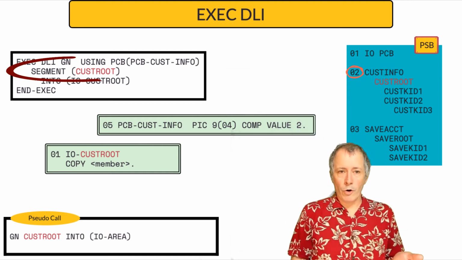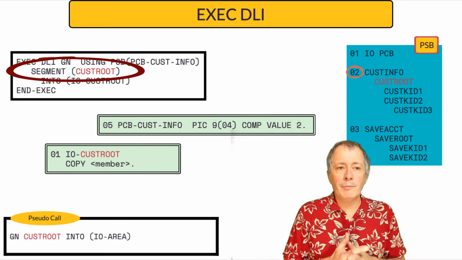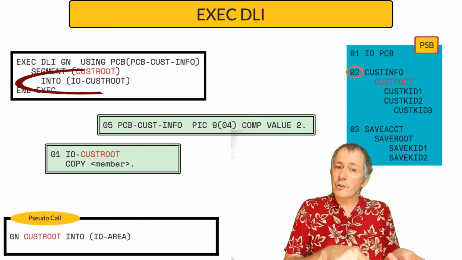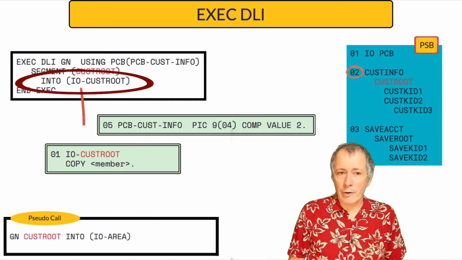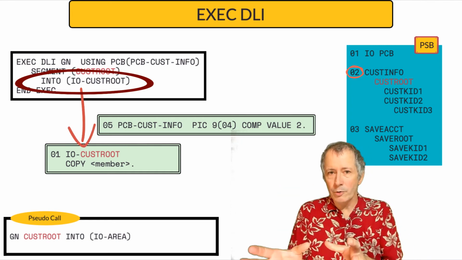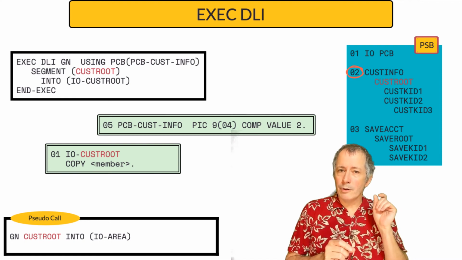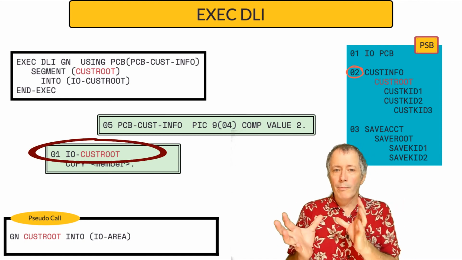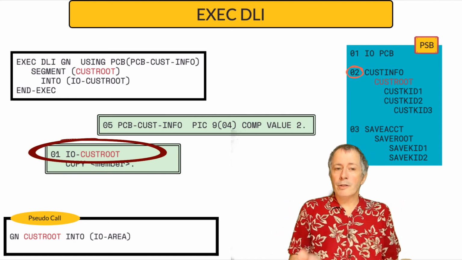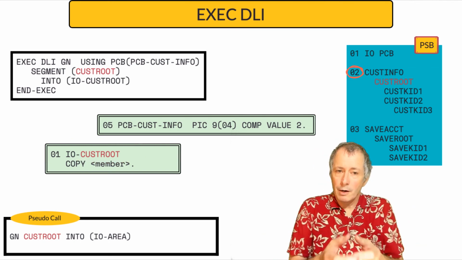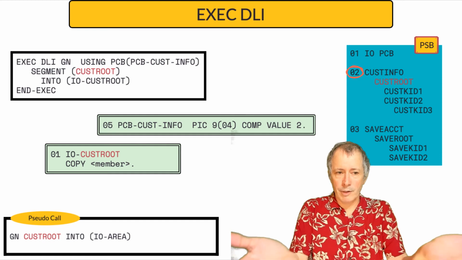The segment keyword simply names the desired segment, which is CUS-ROOT. The INTO, that's the I/O area. So at the INTO, you provide it with the name of the I/O area. I like using IO- followed by the segment name. So in this example, it would be IO-CUS-ROOT. And that's pretty much it for this get next call.